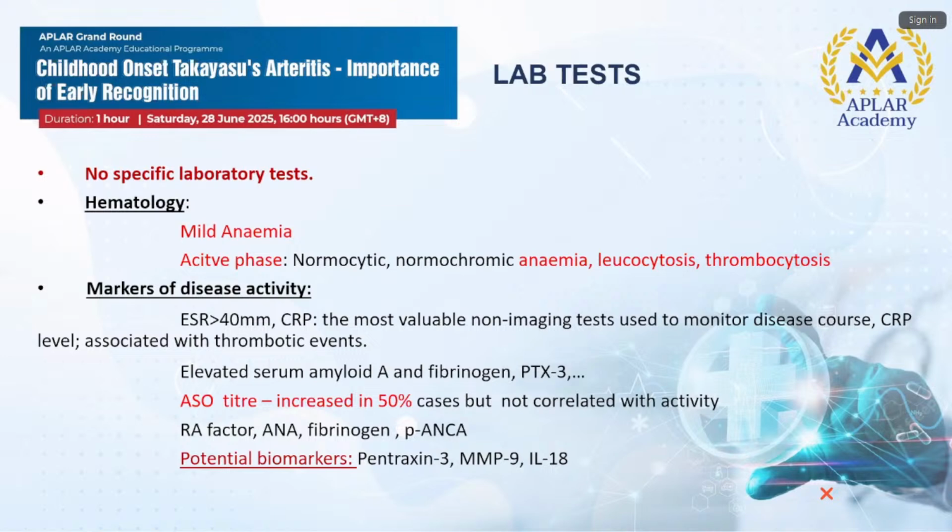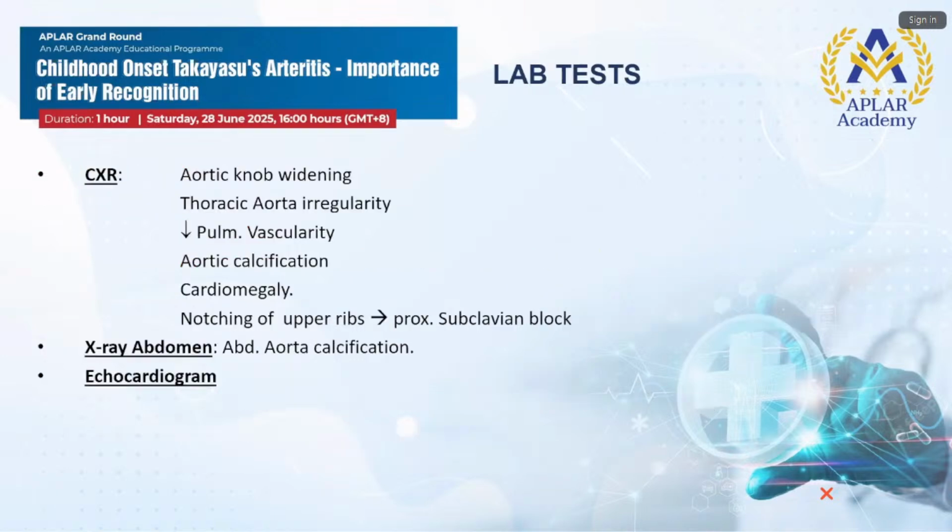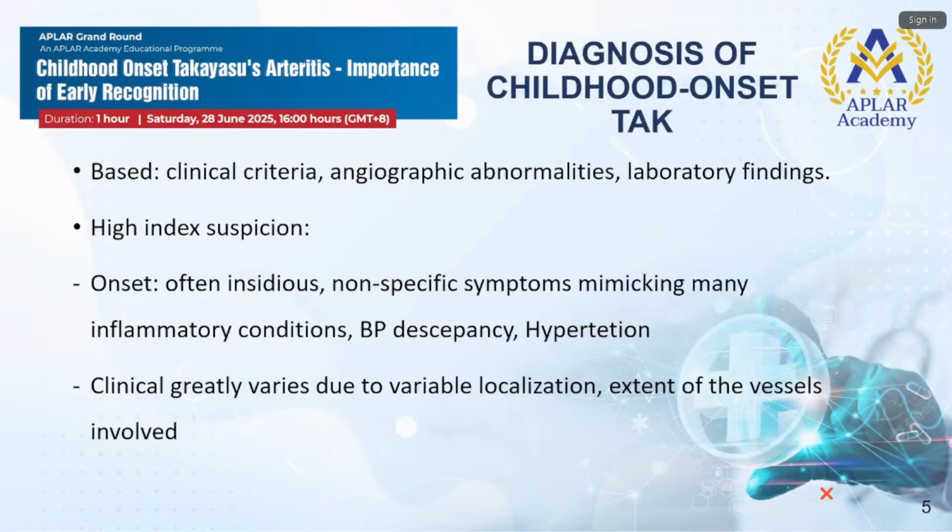About laboratory tests, there is nothing specific, as Dr. Ha commented. And we can see some signs on chest X-ray and also in echocardiogram. To diagnose Takayasu early in children, we have to base on clinical criteria, angiography, and laboratory findings. High index of suspicion is needed, with often insidious non-specific symptoms that mimic many inflammatory conditions, blood pressure discrepancy, and hypertension.